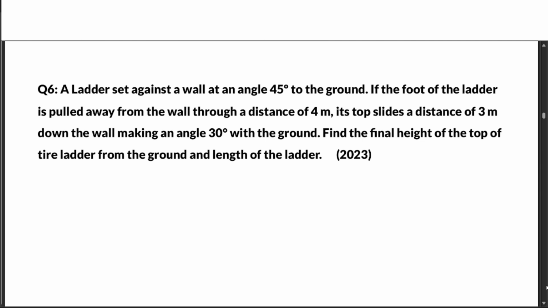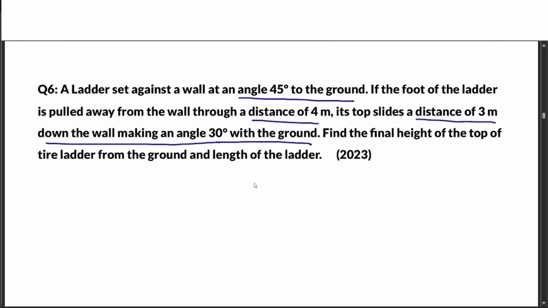So it is saying a ladder against a wall at an angle of 45-degree to the ground, which means a ladder is keeping there against the ground and making an angle of 45-degree. If the foot of the ladder is pulled away from the wall through a distance 4 meter, the top slides 3 meters down and the ladder makes an angle 30-degree with the ground. So find the final height of the top of the ladder from the ground and length of the ladder.